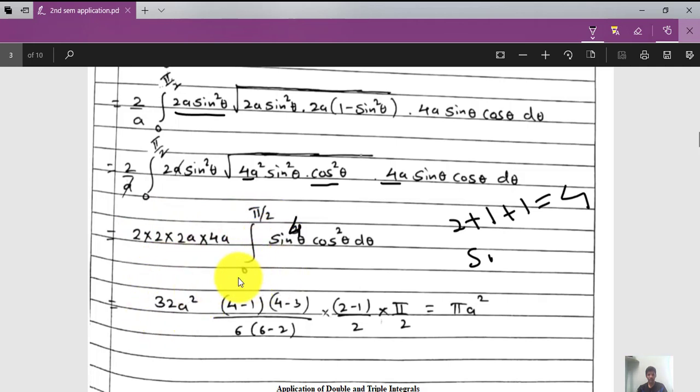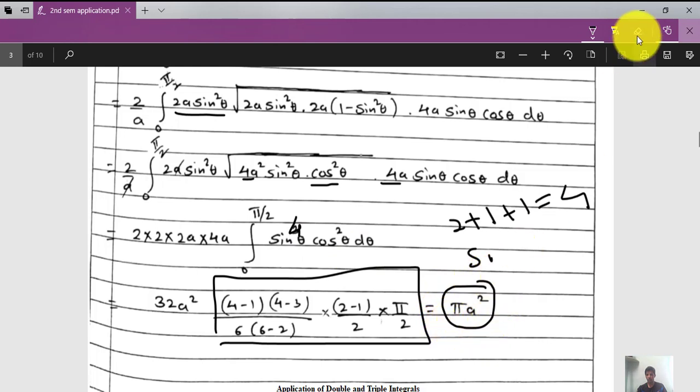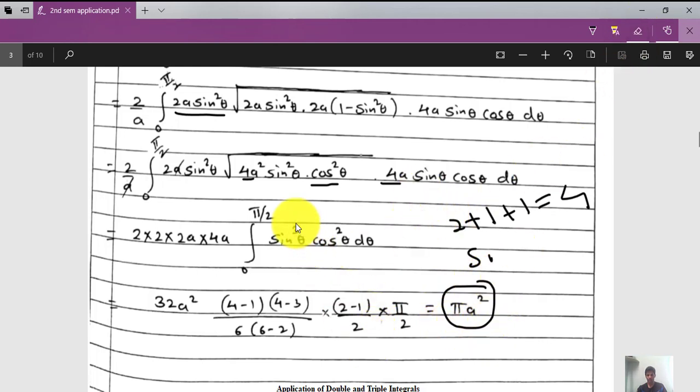Then I have given a formula, if the integral is of the type 0 to pi by 2 sine m theta cos n theta d theta, that is in the reduction formula. So after taking the reduction formula and evaluating it, this is with respect to m, this is with respect to n, whatever the value you are taking. After evaluating, you get the answer, that is pi a square. Here it is 4, please make the correction.